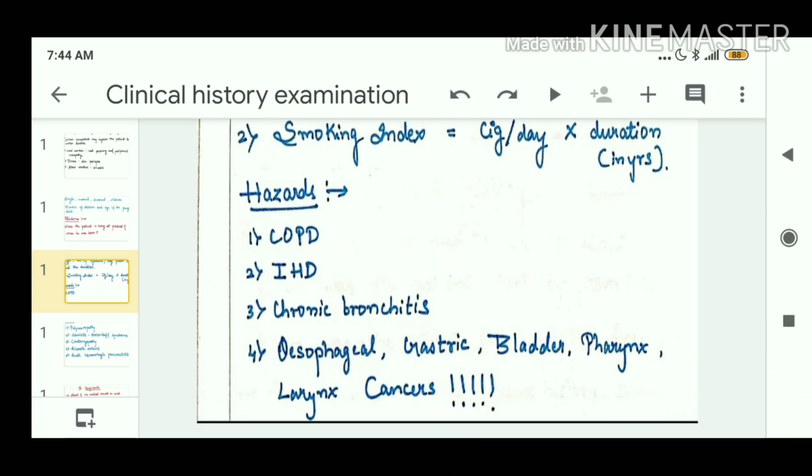What are the hazards of smoking? Smoke kare to kya hota bhai? See, first COPD, chronic obstructive pulmonary disease. Second, ischemic heart disease. Third, chronic bronchitis. Fourth, esophageal, gastric, bladder, pharynx, larynx cancers, and many more cancers as well. That's why smoking is hazardous to health.